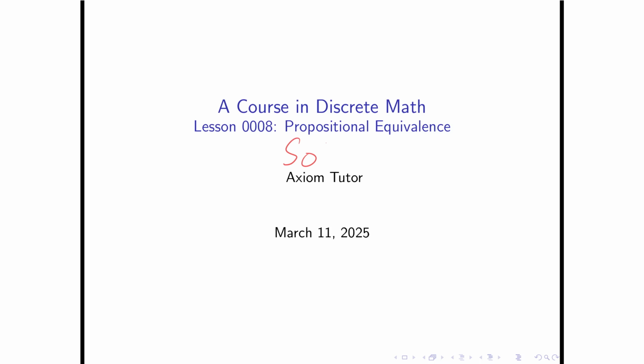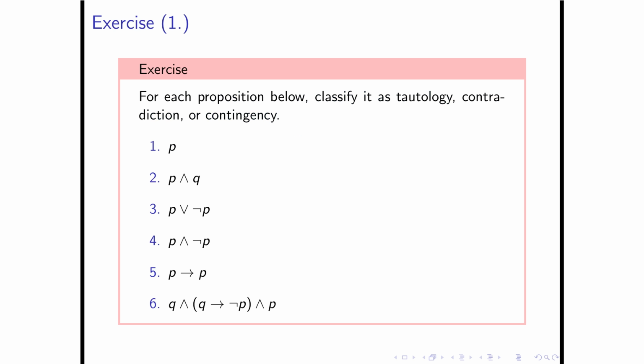Welcome to the next video in a course in discrete mathematics. This is lesson 8, discussing the solutions to the propositional equivalence exercises. In this exercise, we were going to decide which of the following are tautologies, contradictions, or contingencies.